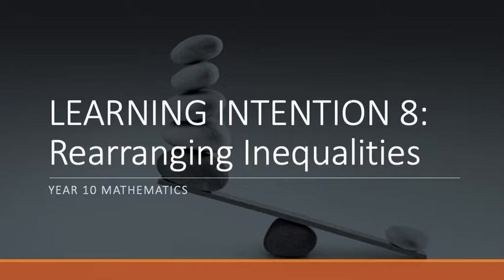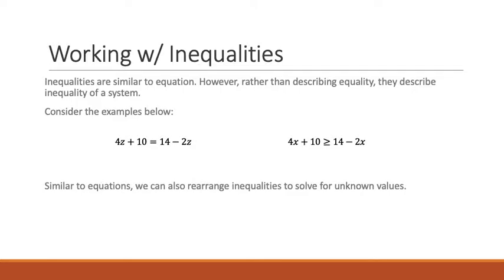So previously we'd had a look at how to rearrange equations. We're effectively going to apply the rules from rearranging equations to inequalities. Consider the two examples. 4z plus 10 equals 14 minus 2z, and 4x plus 10 is greater than or equal to 14 minus 2x. So what are the differences here?